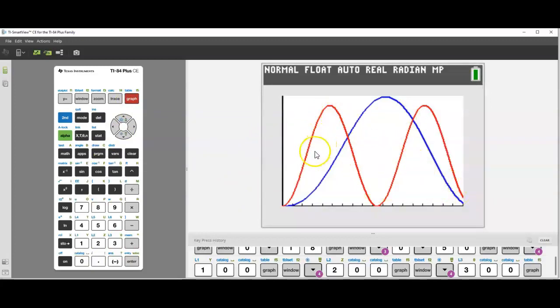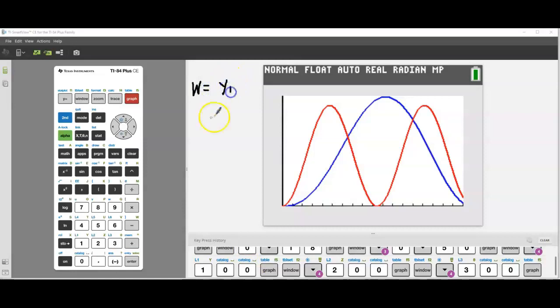Now, remember, we were looking for the places where W of x, I'm going to write this down so we can remember it, where W, which I have encoded as y1, is greater than R, which I have encoded on my calculator as y2. Now, you can't tell right now which one is which, right? But there's a way you can know it.